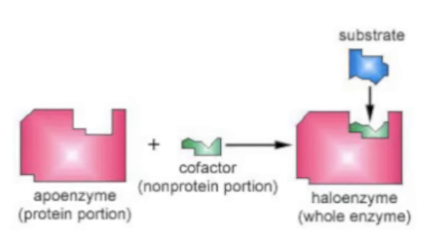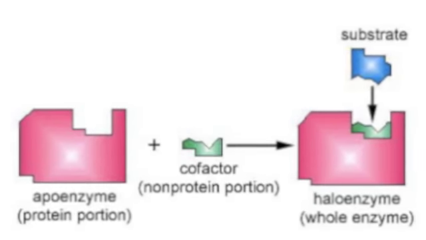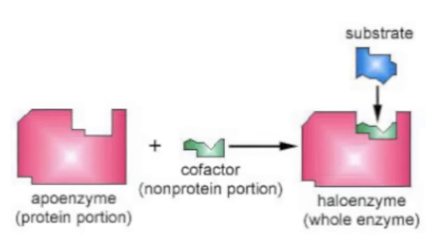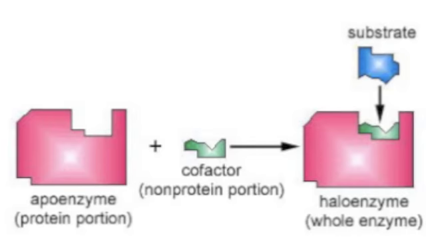The relationship between the cofactors and the apoenzymes varies. Sometimes the bonds are loose and only occur during a reaction. Other times they are bonded together by strong covalent bonds.